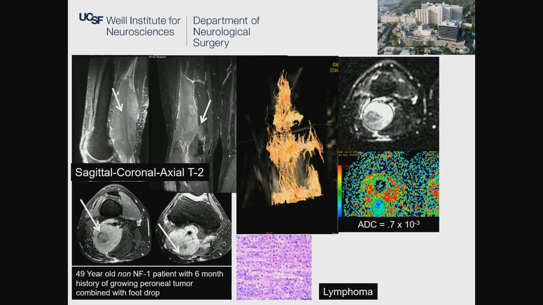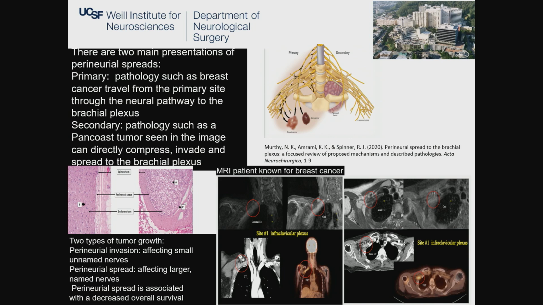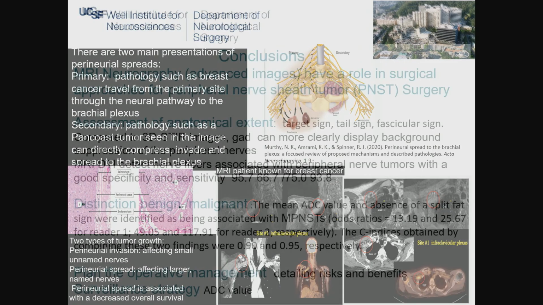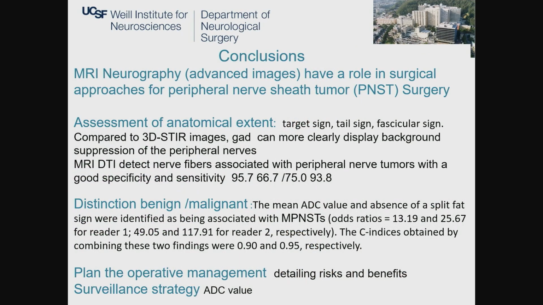Here is an example of a lymphoma that really disrupts all those fibers. And once again, those images are really helpful to determine all of these types of problems. Same thing with the perineural infiltration from secondary cancer, such as breast and lung.